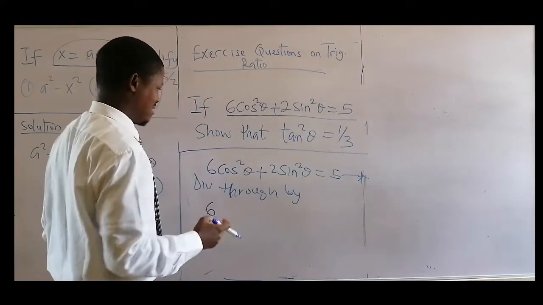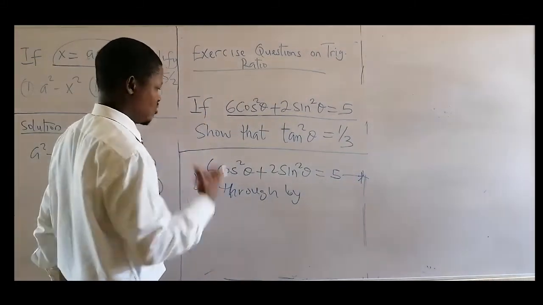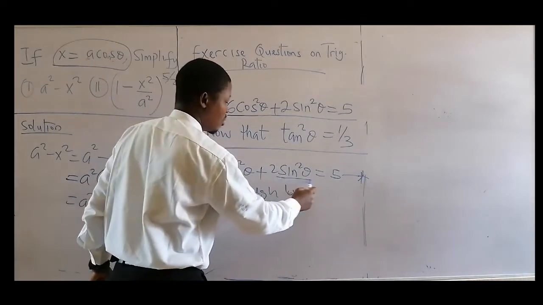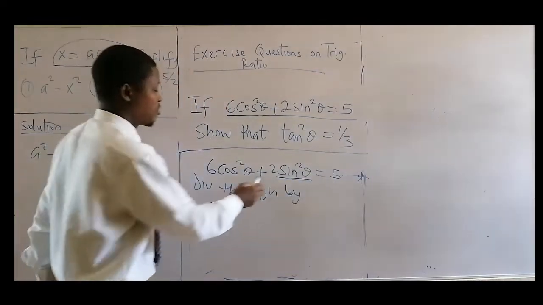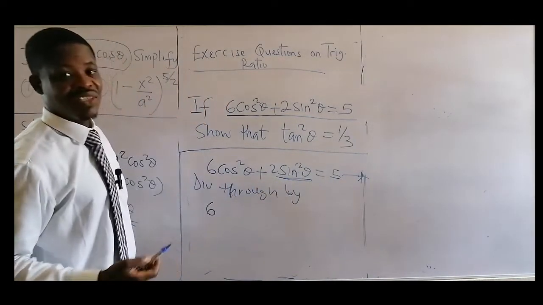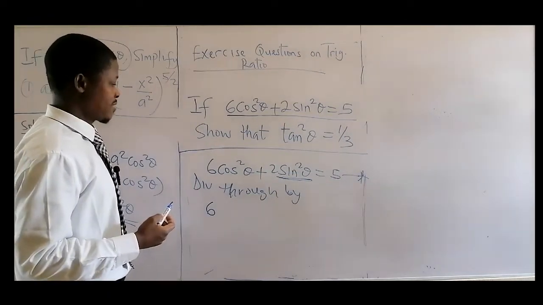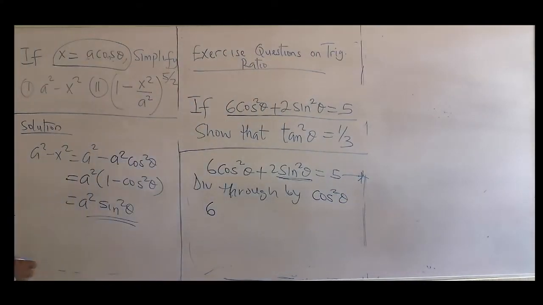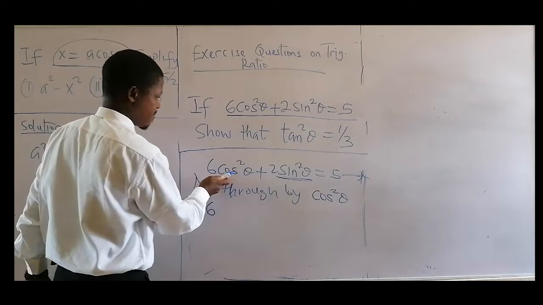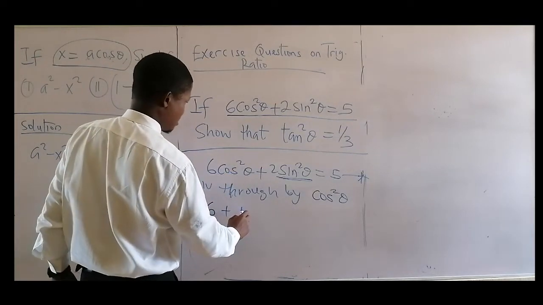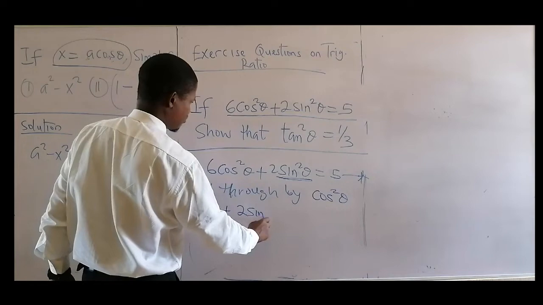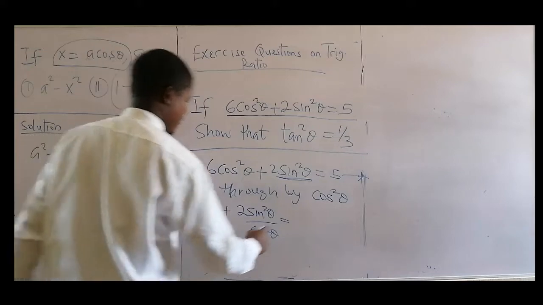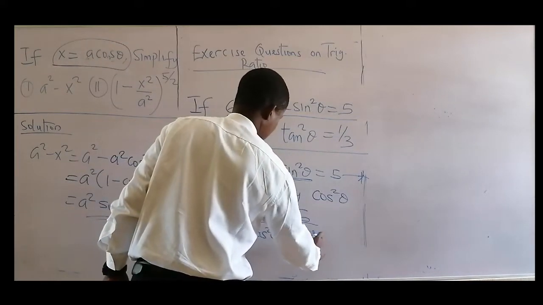I've already explained that what we want to get is tangents. And the only way we can get tangent in this expression is to divide through by what? By cos. So this one over cos we generate the tangents. Okay? So divide through by what? Cos squared theta. And that will give me 6 here, and then plus 2 sine squared theta over cos squared theta equal to 5 over cos squared theta.